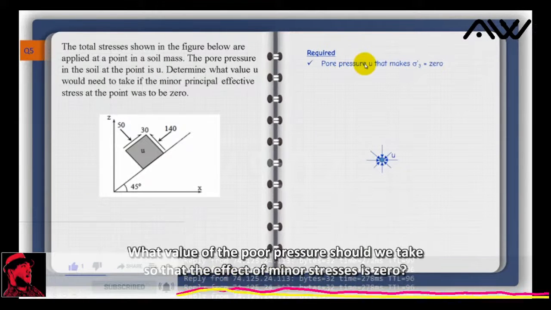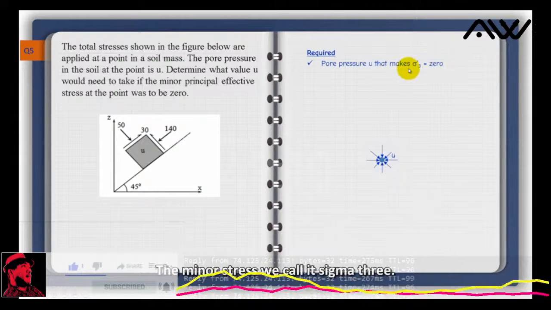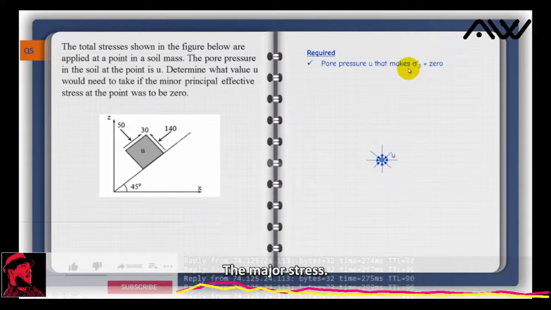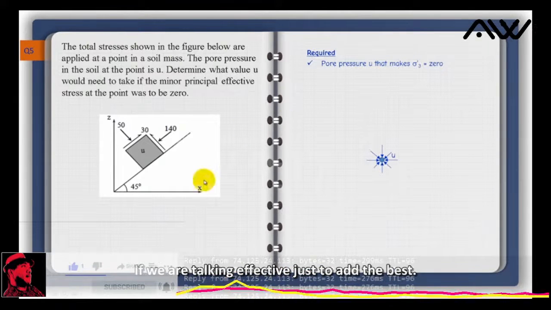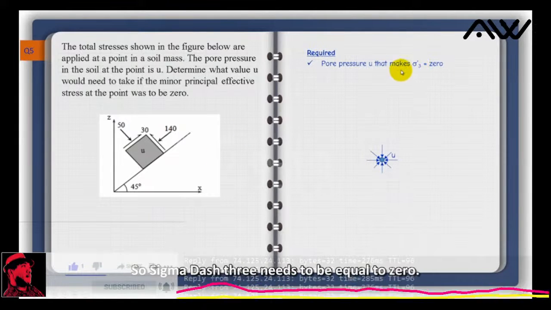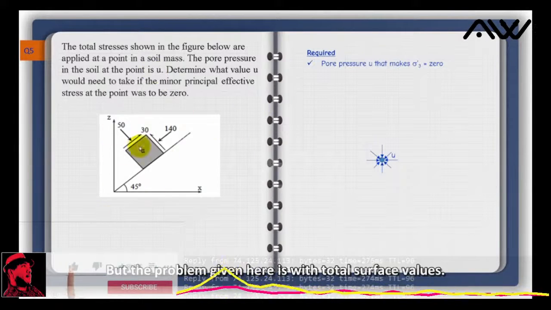So this is what's required. What value of the pore pressure should we take so that the effective minor stress is 0? The minor stress, we call it sigma 3. The major stress, we call it sigma 1. If we are talking effective, we just add the dash. So sigma dash 3 needs to be equal to 0. But the problem given here is with total stress values.